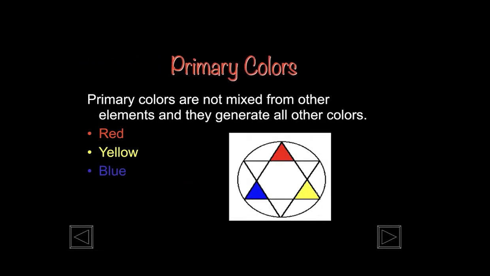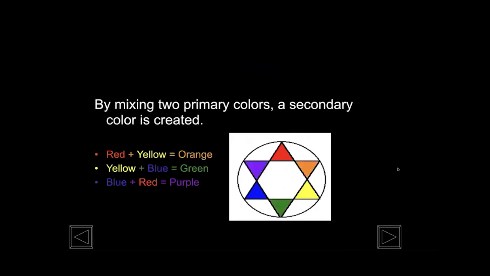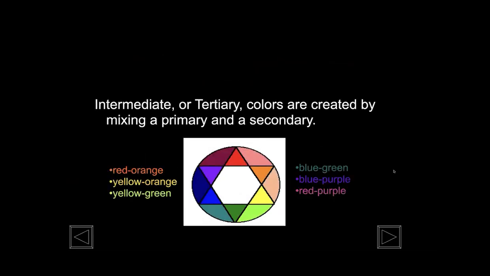In a subtractive model, the primary colors are red, blue, and yellow. And in a subtractive color model, when you add those things together, you get secondary colors. The secondary colors are violet or purple, green, and of course orange, right? Now, I'll go over mixing colors in a little bit.